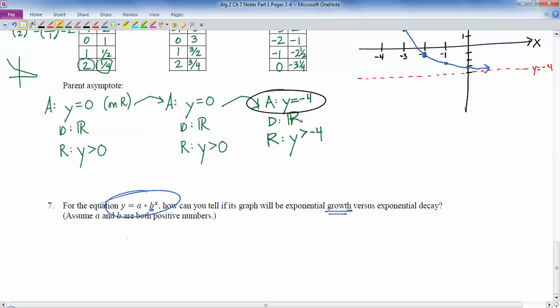Well, if you think about it, you take some value to start with, and then you multiply by b over and over and over again, however many times x says. So if it's bigger than 1, you keep multiplying by a number bigger than 1, so stuff grows. So if b is greater than 1, then you get exponential growth.